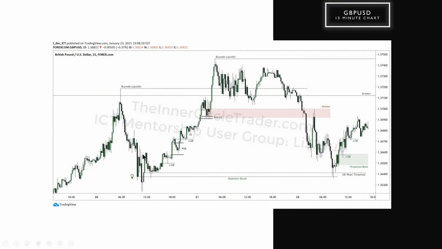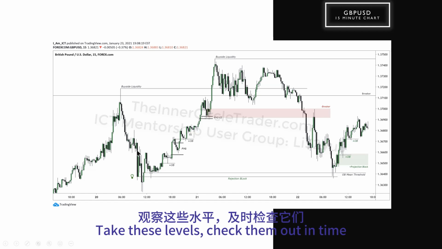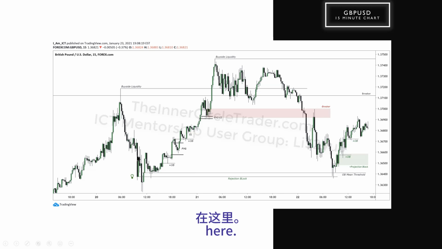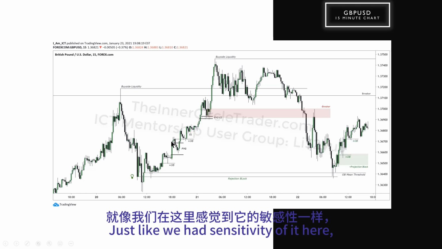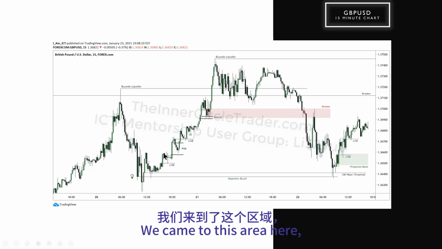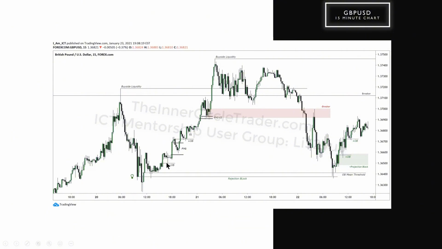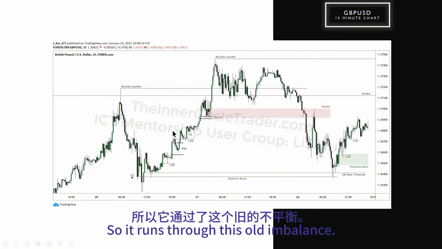This fair value gap. This is why it's not supply and demand. Take these levels and project them out in time here, and we're seeing it pick up here with this imbalance too. Just like we had sensitivity of it here, there, and drops down. We came to this area here, stopped in that fair value gap, came down, picked up the order block, displacement. So it runs through this old imbalance.